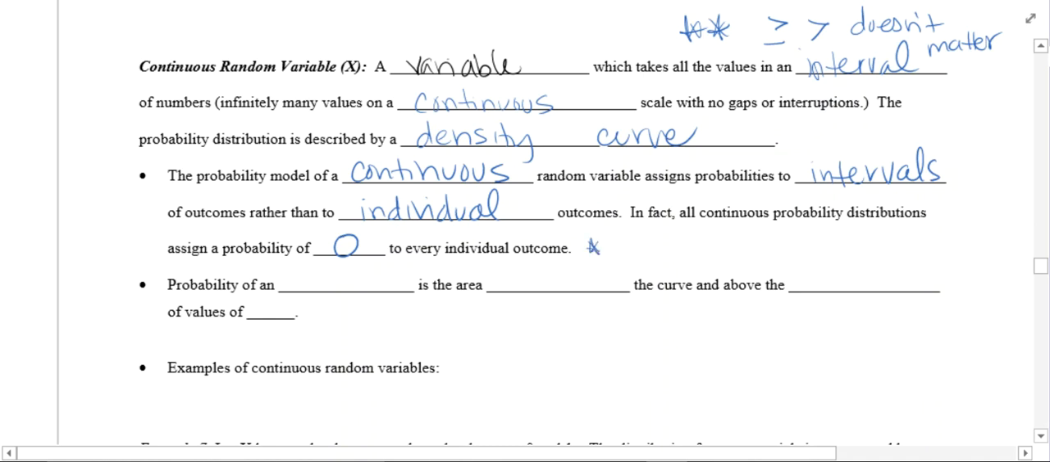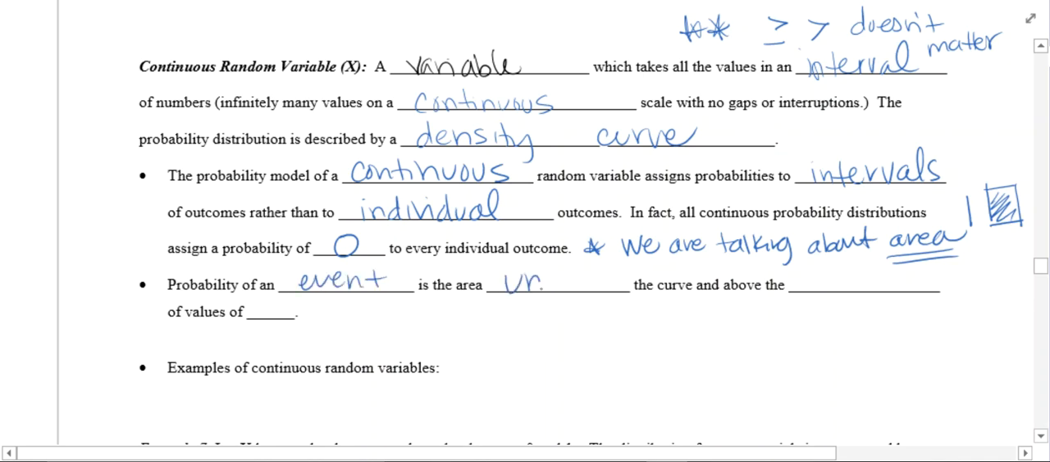Okay, because the reason is we are talking about area. When we talk about area under a curve, there's no area to just a line. We can't just have one value. We have to go from here to somewhere else, and then we can calculate that area. But we can't just have the area of a line. There's no area. So the probability of an event is the area under the curve, okay, and again we're talking about area, and above the interval of values of x.